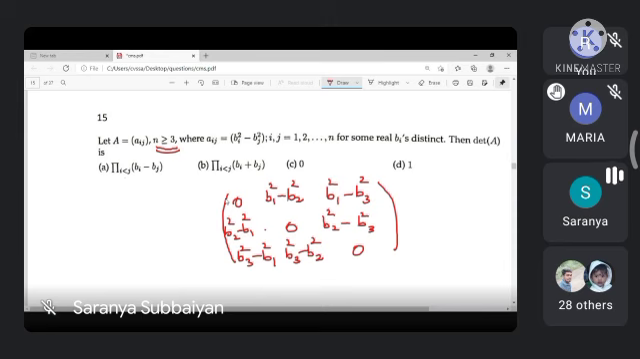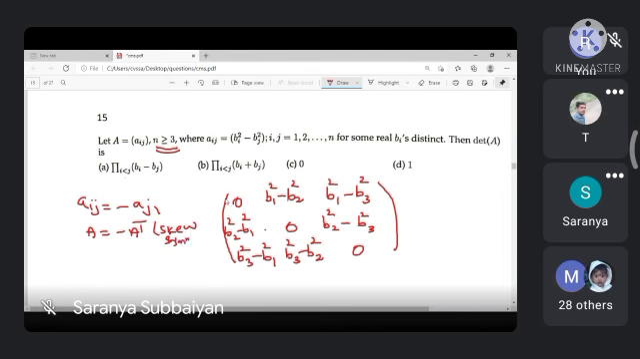So this matrix has diagonals 0, and Aij is equal to minus Aji. It means A is equal to minus A transpose. What is the matrix? A skew symmetric matrix of odd order. They have given n greater than or equal to 3, so it is odd order and the determinant is 0. Answer: 0. Is there any doubt?